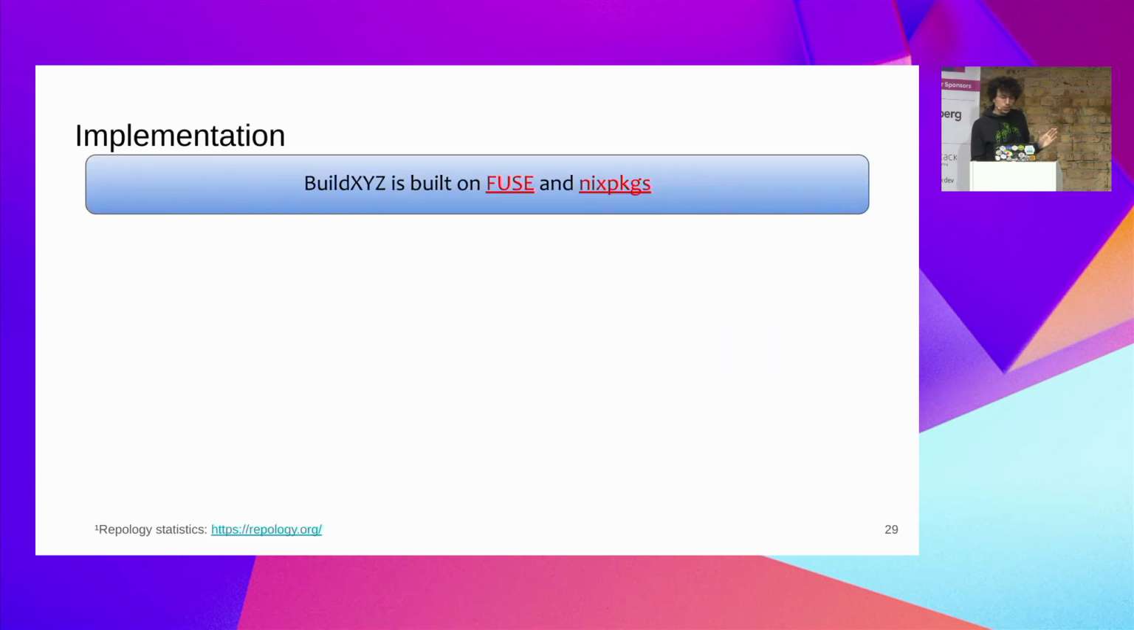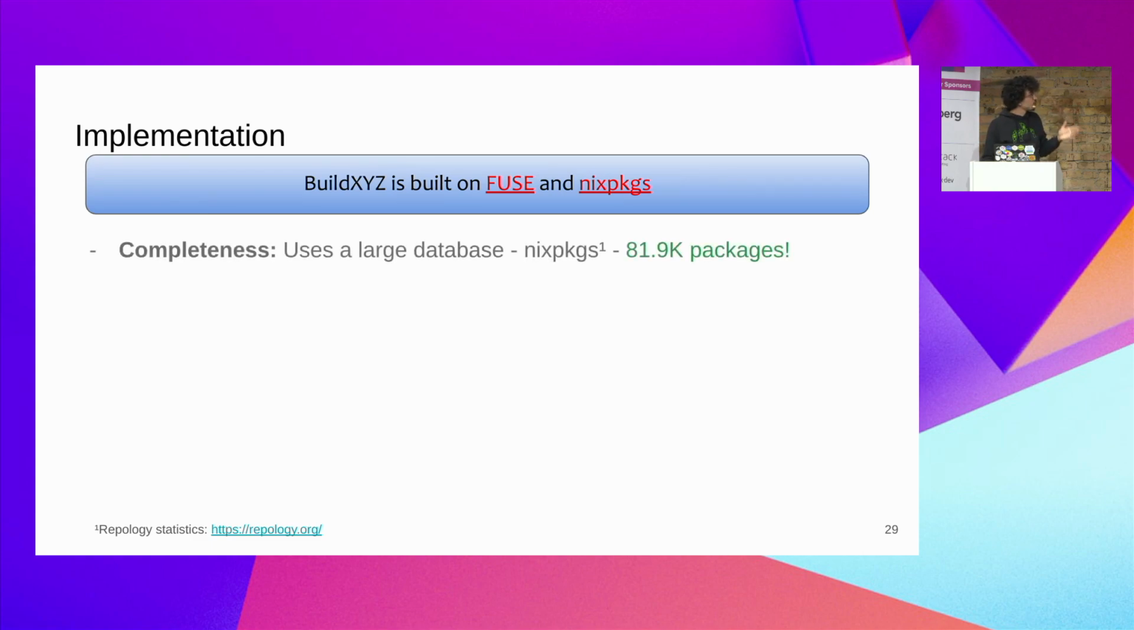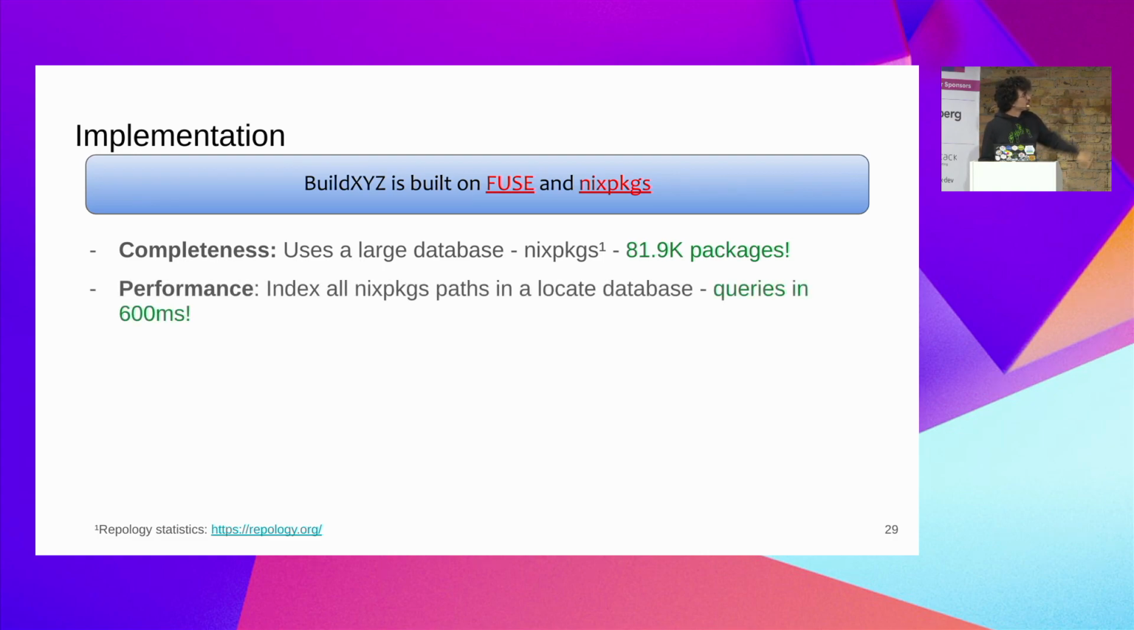So implementation-wise, I built this with Fuse and Nix Packages. Fuse is a critical component, but could still be replaced with something else. Nix Packages is not a critical component. The only reason we use it is because it has a lot of packages. And it creates a problem on the performance side, because if you have 90K packages, you need to index all the paths of 90K packages. You find yourself with 20 million paths. And asking, do you have include /xlib.h? can be slow if you don't do it the right way.